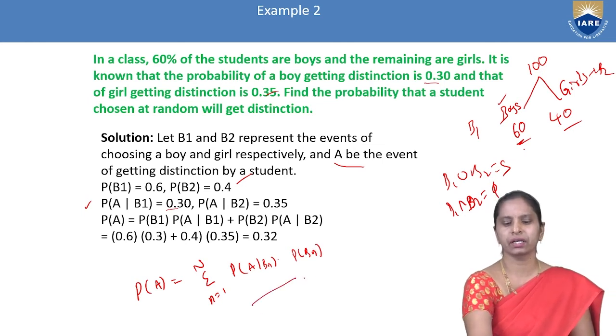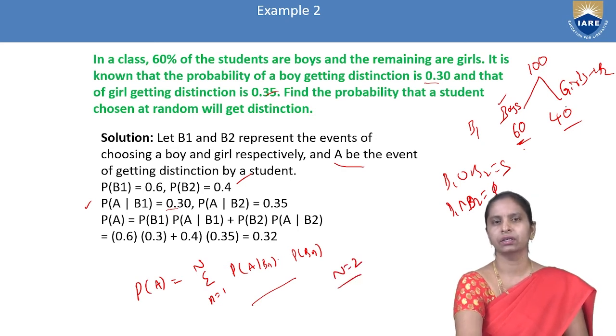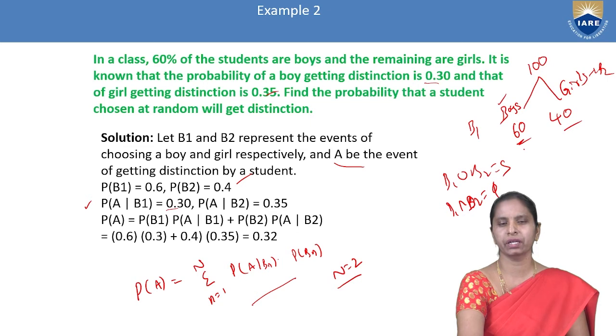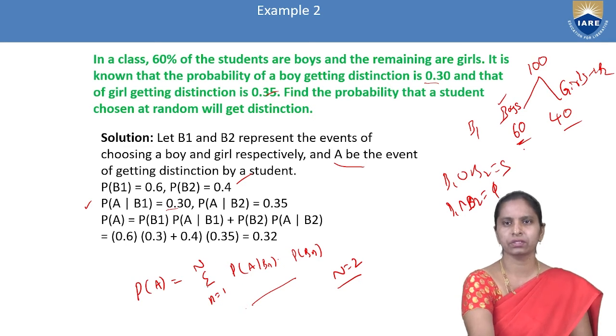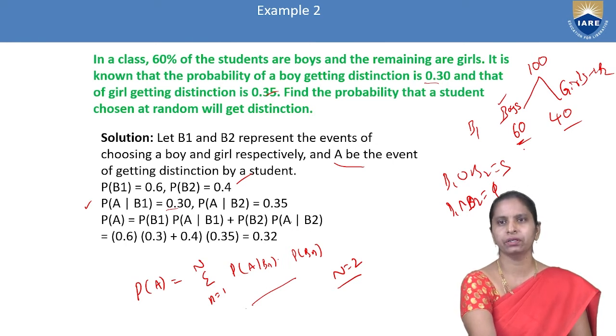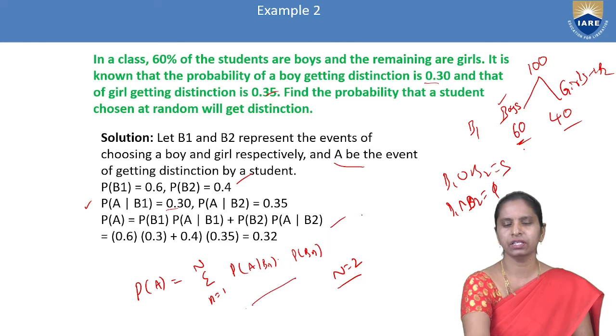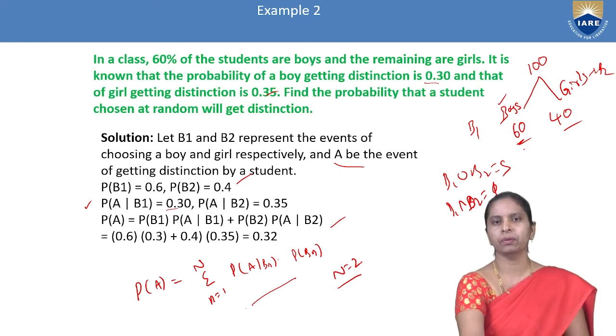Here, how many events are there? Capital N equals 2. These two are boy student and girl student, only two mutually exclusive events, B1 and B2. Therefore, N equals 2. If you expand this equation, P of A equals P of A given B1 into P of B1 plus P of A given B2 into P of B2. Now substitute all these values and calculate the probability of the student getting distinction. Like that, I can apply the total probability theorem in real life applications.